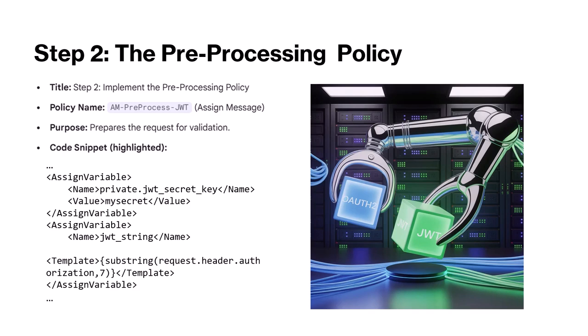Another purpose it serves is that it solves a common issue by taking the full authorization header and stripping the first 7 characters. That is the word Bearer, which is 6 letters, plus the space after Bearer, to isolate the pure token. Now we store this in a new variable called jwt_string.